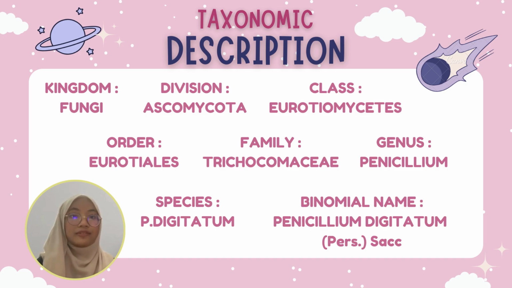The kingdom is Fungi. The division is Ascomycota. The class is Eurotiomycetes. The order is Eurotiales. The family is Trichocomaceae. And the genus is Penicillium. The species is P. digitatum, and the binomial name is Penicillium digitatum.